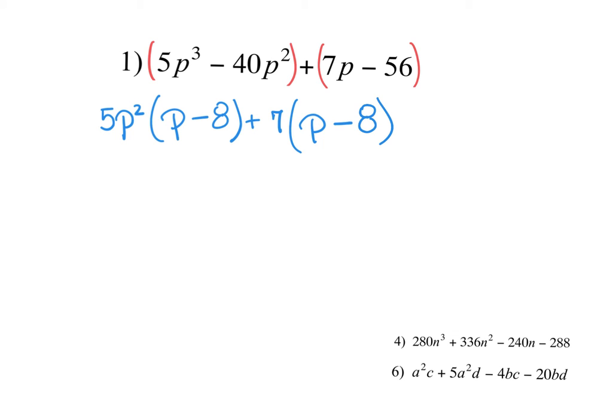Now at this point, you should see that we have a little theme going on. They both have p minus 8. So we're going to take out that p minus 8. And then what is left over is 5p squared plus 7. And that is my answer.